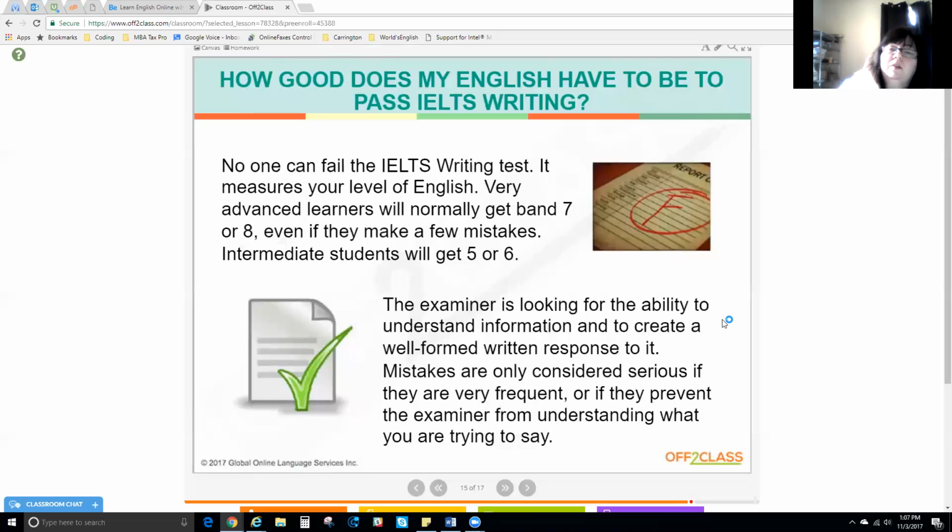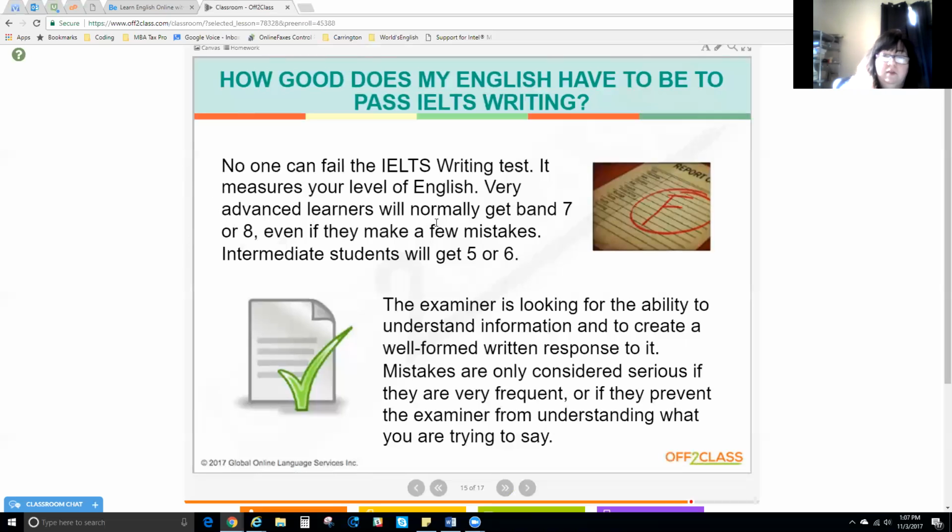Okay, how good does my English have to be to pass the IELTS writing? Well, it needs to be good enough to get a 7 or 8 band score. There is no pass or fail, but for the purposes that most people take the IELTS, you're looking for at least a 7. So you can't fail, you just score lower than you need for the purpose that you're taking it, and what you need varies.